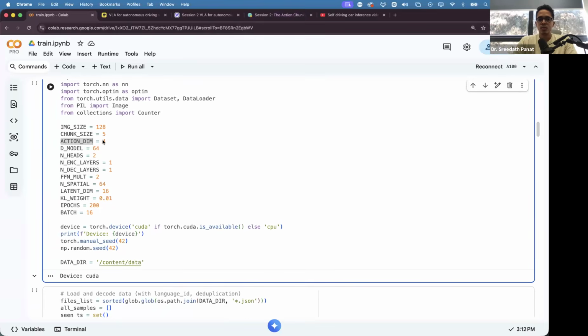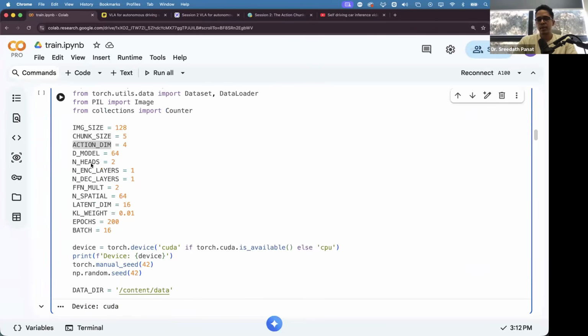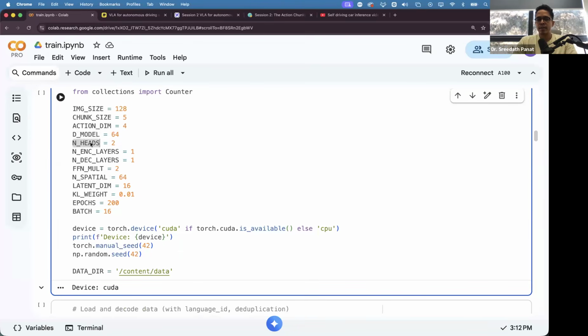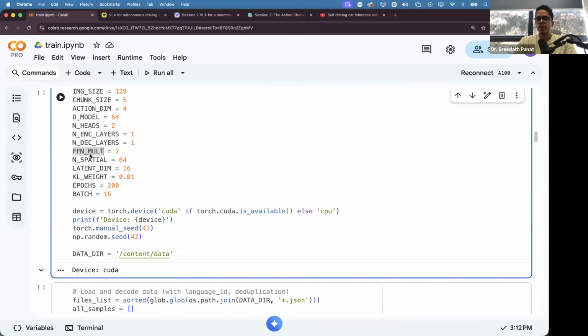So action dimension is 4: forward, left, right, and back. Back is never used. D model is the dimensionality in the embedding space, 64. Number of attention heads is 2. Number of encoding layers in the encoder, number of transformer blocks in the encoder, is only 1. Decoder also, it's only one. FFN multiplier is feed forward. The multi-layer perceptron in the transformer has a multiplier which projects from 64 dimensions to 128 dimensions.